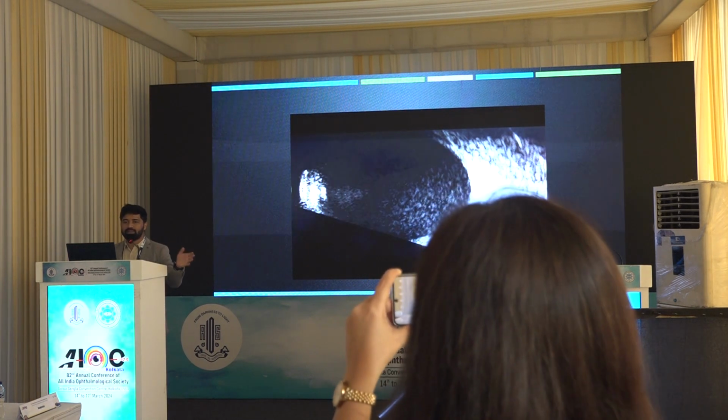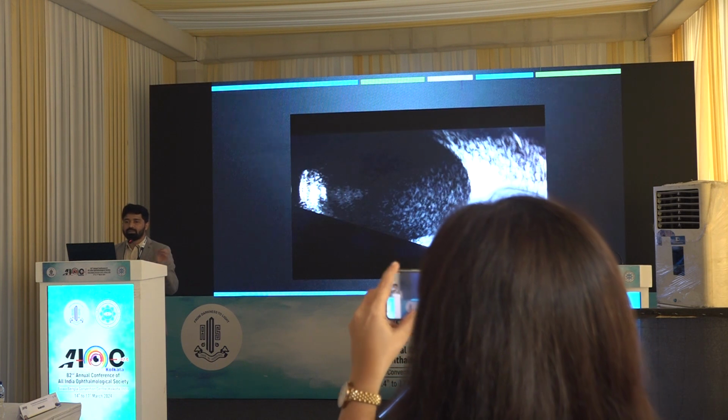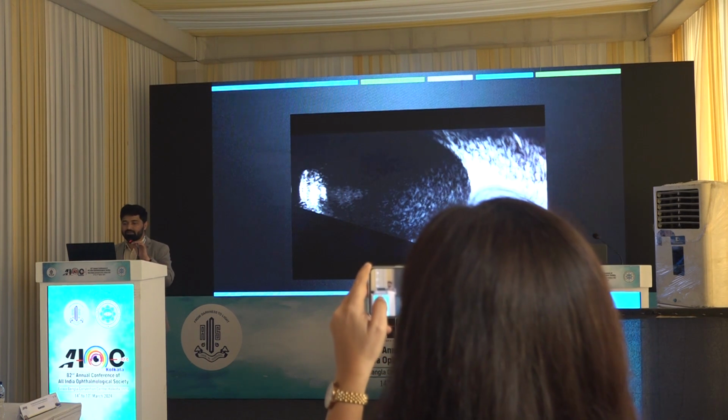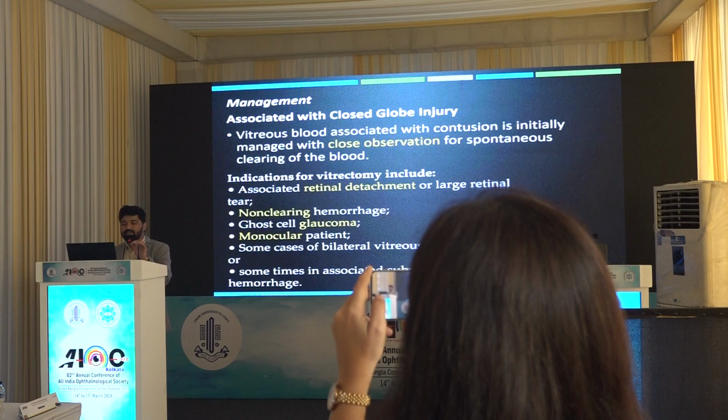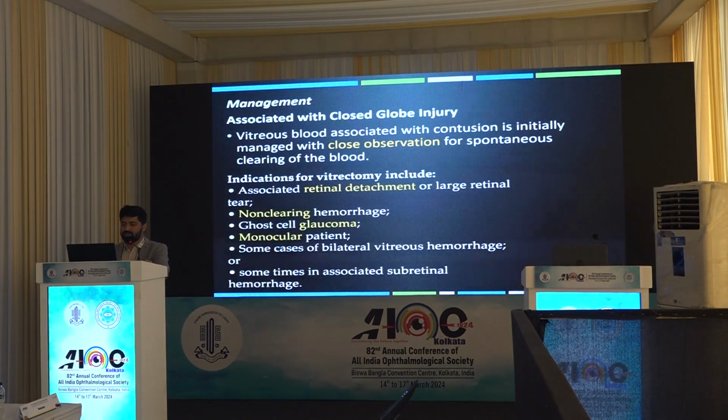There won't be compartmentalization like subhyaloid hemorrhage and all that, which happens in proliferative diabetic retinopathy. So the pattern will be a little different. So how do you manage this? Associated with closed globe injury, vitreous blood is usually managed with close observation for spontaneous clearing of the blood.